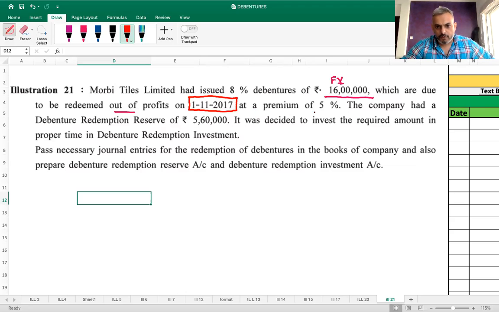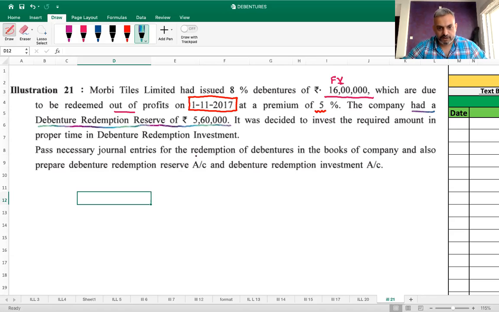At a premium of 5%. The company had a debenture redemption reserve. Now the company over here already had a debenture redemption reserve of 5,60,000. So the company already has this reserve, debenture redemption reserve of 5,60,000. So we have to now make debenture redemption reserve for the remaining amount. It was decided to invest the required amount in proper time in debenture redemption investment.